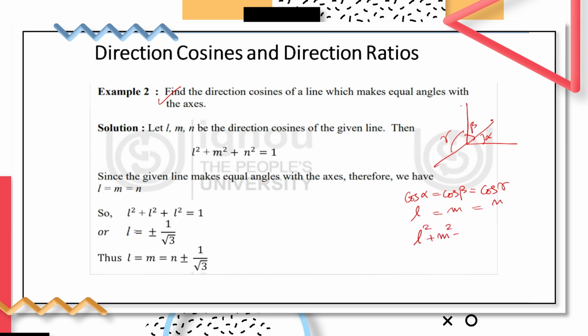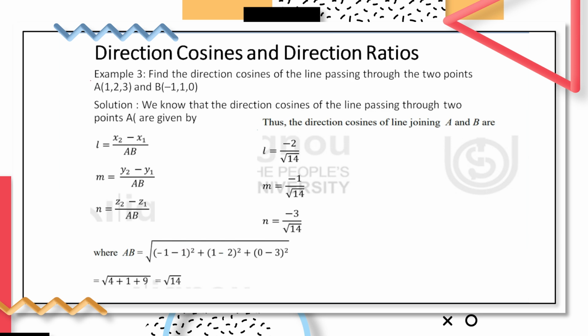So, by using L equal to M equal to N in the identity L square plus M square plus N square is equal to 1, you can write L square plus L square plus L square is equal to 1, that is 3L square is equal to 1. That means L is equal to 1 by square root of 3. So, you are going to have L is equal to plus minus 1 by square root of 3. Hence, because L is equal to M is equal to N, L is equal to M is equal to N is equal to plus minus 1 by square root of 3.